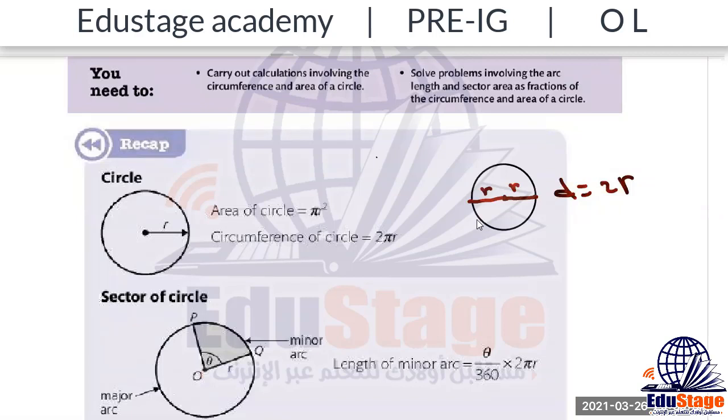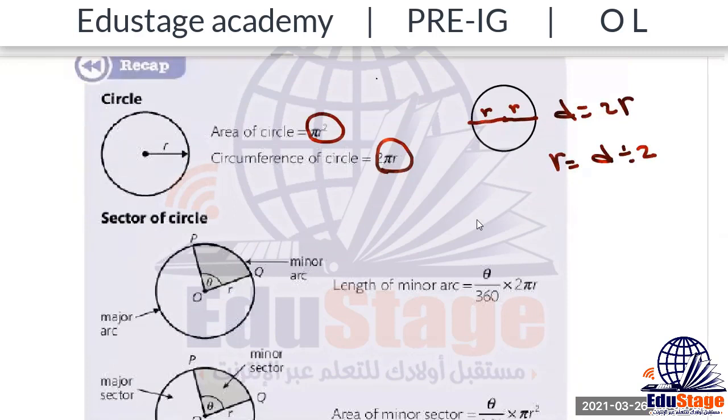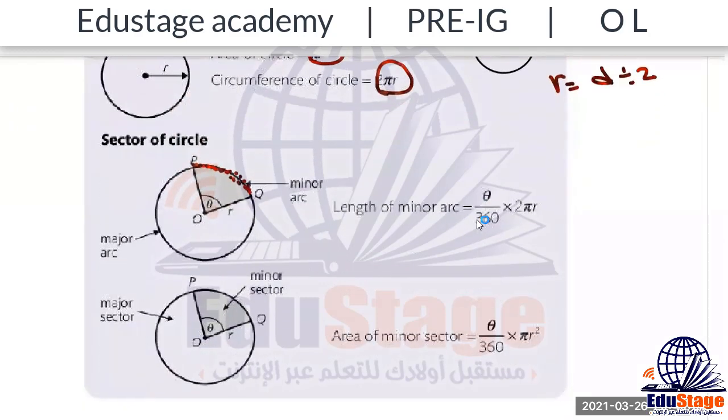Means R equals the diameter divided by 2, and we know that the area of the circle is πR squared, and the circumference of the circle is 2πR. And we know in the circle we have the minor sector or the minor arc, this one, and you need to find the length and the area of the minor arc or sector. The length of the minor arc is theta divided by 360 multiplied by 2πR. Here the same but multiplied by πR squared.